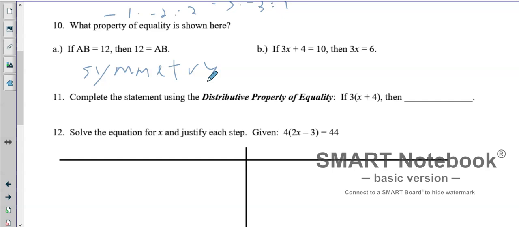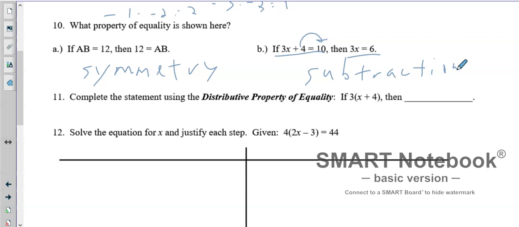B, what happened? Well, 3x plus 4 equals 10. 3x equals 6. What happened? Oh, I just subtracted 4 from both sides. So that's the subtraction property of equality. Do you have to write all that? No. Do you have to put this on a cheat card? Hopefully not.